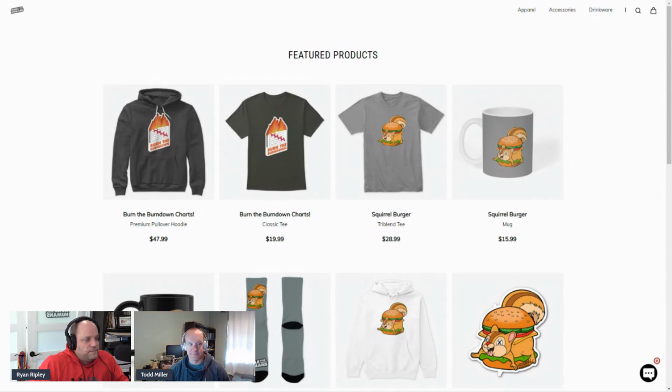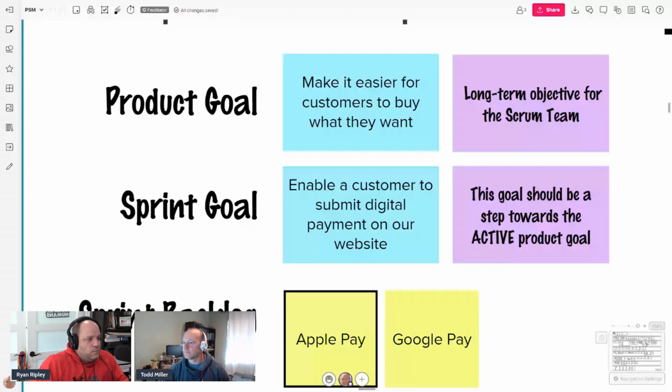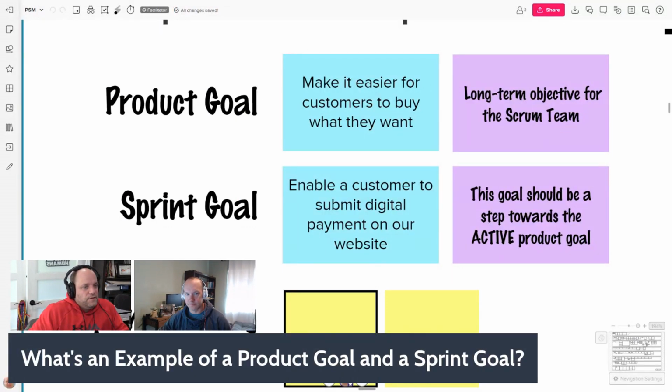Todd, today we're going to talk about product goals and sprint goals. We had a question that came in through our comment section: what's an example of a product goal and a sprint goal? We just so happen to teach that quite often in classes. Todd has graciously brought up another mural, and he's going to get us started. Todd, product goal and sprint goal, please.